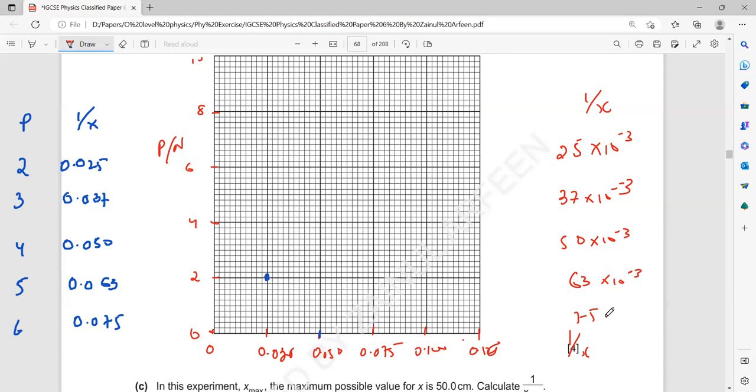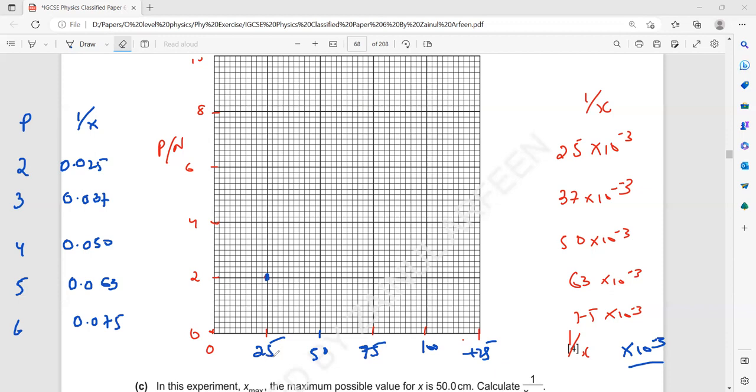And the next value is 75 into 10 to the power minus 3. So if all are in the same notation, scientific notation, I can even label the axis in this manner. This is also the right way, because very small values like 0.02, 0.055, 0.075 are there. So I can label this axis like this: 25, then 50, then 75, then 100, 125, and then this axis is multiplied by 10 power minus 3.